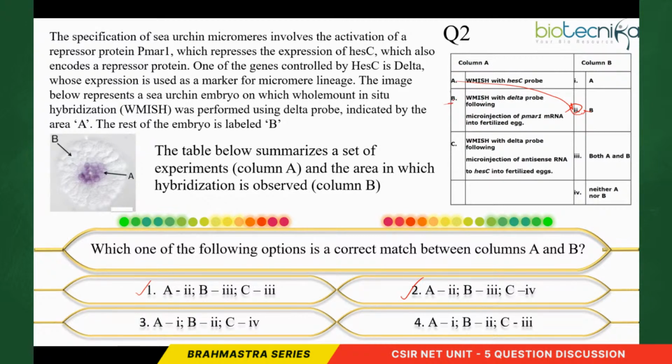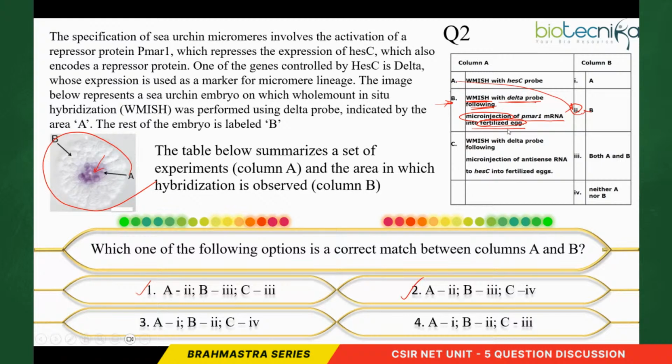Now let's take one more, what about B? The in situ hybridization is done with delta probe. Okay, same like this result, same experiment, but microinjection of PMAR1 mRNA into fertilized eggs. Now see, PMAR1 naturally it is supposed to be present only in A. That means only in the micromere. It is not supposed to be present in the nearby vegetal areas. Okay, but what you have done is in the fertilized egg you have microinjected PMAR1, because of which now PMAR1 would be present everywhere, isn't it? It would be present everywhere.